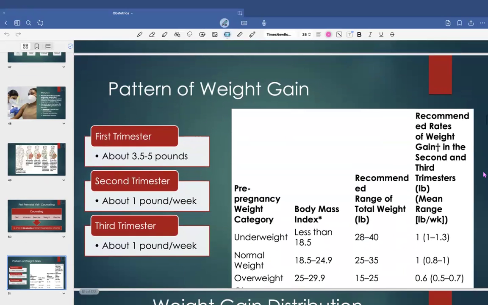Pattern of weight gain: in the first trimester, they gain about 3.5 to 5 pounds. But then as you move forward, you gain about 1 pound a week. So you can look at the pre-pregnancy weight category and then the recommended weight gain in the second and third trimesters. Recommended range of total weight is here in the middle. Some people say, I'm eating for 2. You don't necessarily want them to gain that much weight, so it really depends on where you were pre-pregnancy and how much you should be gaining.